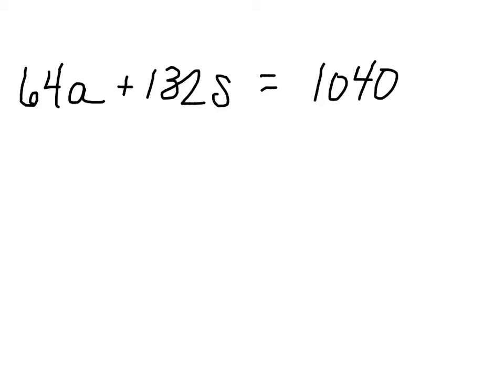Then the next part is the part that gets tricky. It says an adult ticket costs twice as much as a student ticket. So an adult ticket costs twice as much as a student ticket. How do you write twice as much? Yeah, 2 times the amount. So 2 times the student ticket is going to equal my adult ticket. Okay, does that make sense how I found that?